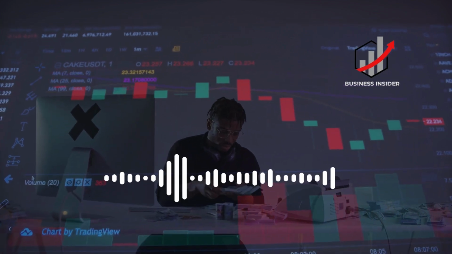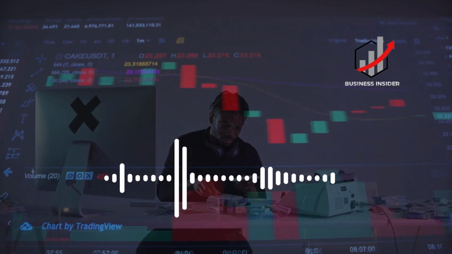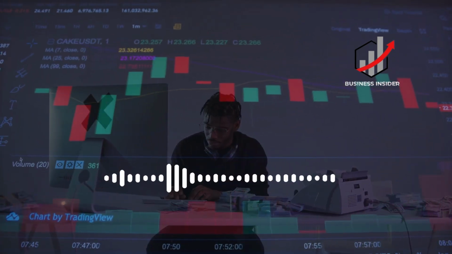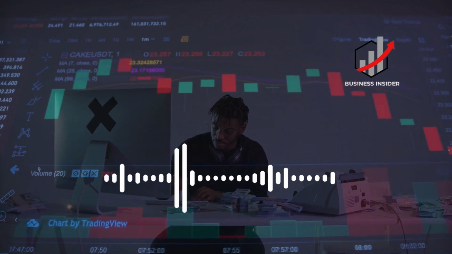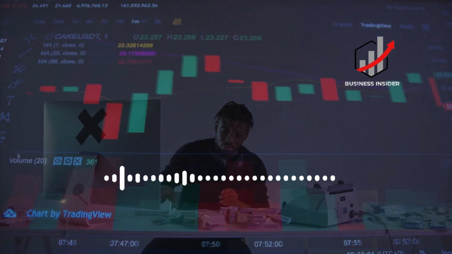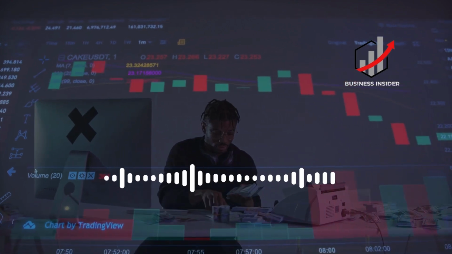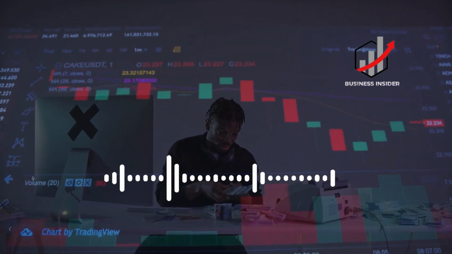BabyPips outlines 3 basic environments: trending up, trending down, and ranging. So what does that look like in practice? Okay, so imagine you're looking at a price chart. A trending market is like a staircase. Up or down? It could be going up or down.